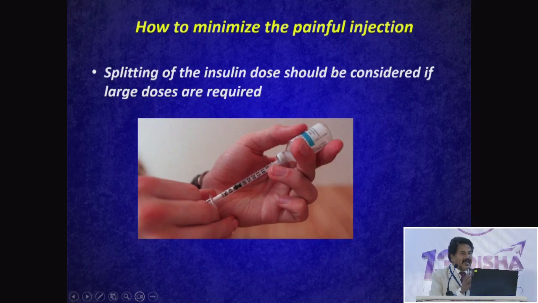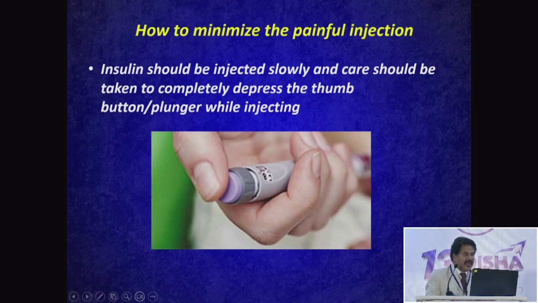And also when large doses of insulin are needed, splitting the insulin dose is considered ideal. Whenever the patient uses a pen or a syringe, insulin should be injected slowly, and care should be taken to completely depress the thumb button or plunger while injecting.